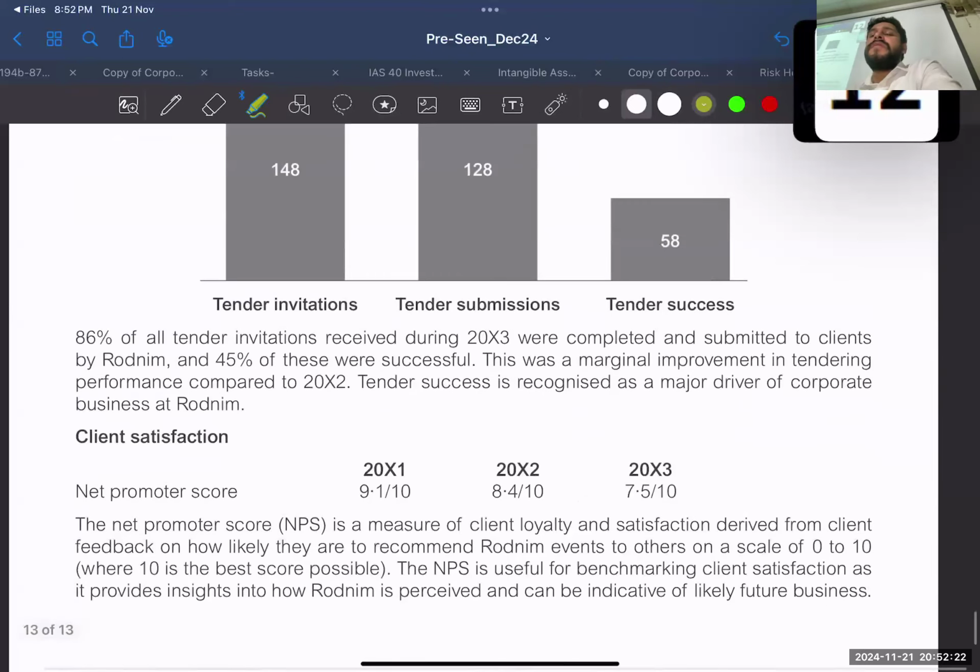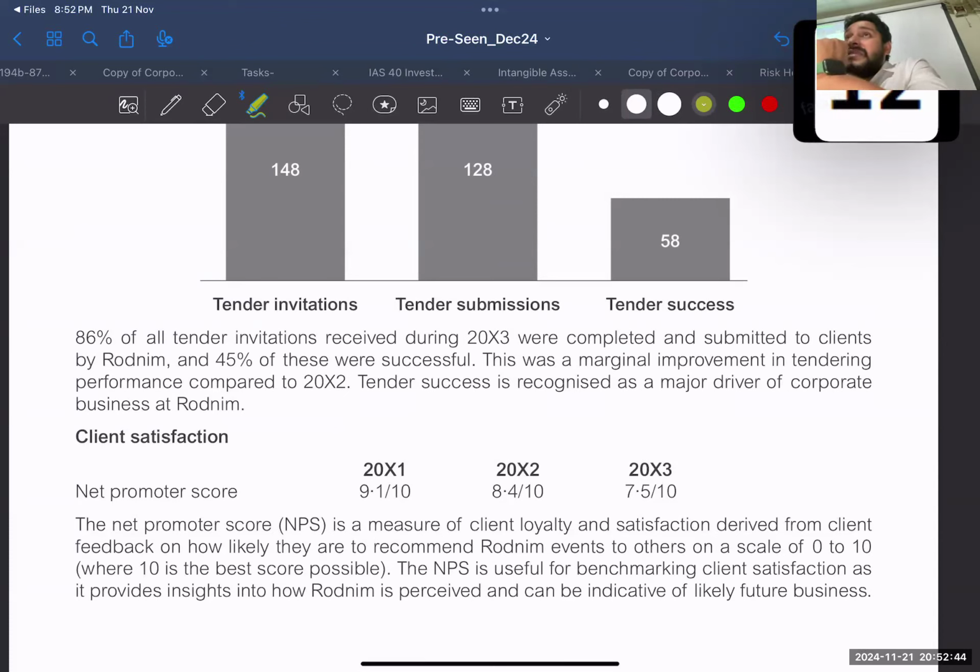86% of all the tender invitations received during 20x3 were completed and submitted to the client by Rodnim, and 45% of them were successful. This was a marginal improvement in the tendering performance compared to 20x2. Tender success is recognized as a major driver for the corporate business at Rodnim.